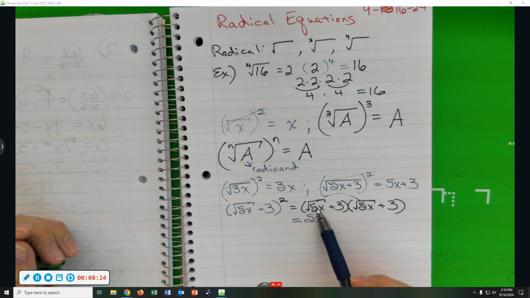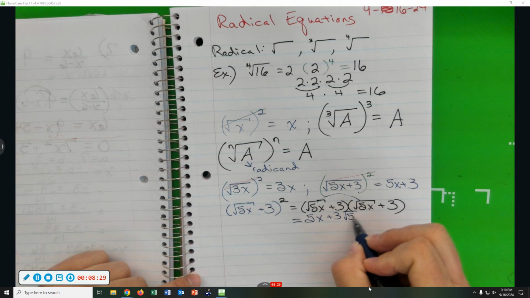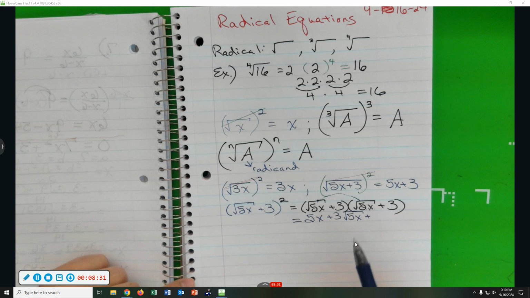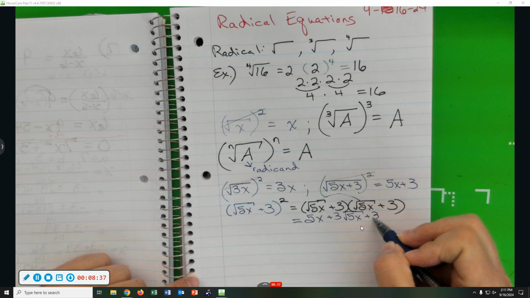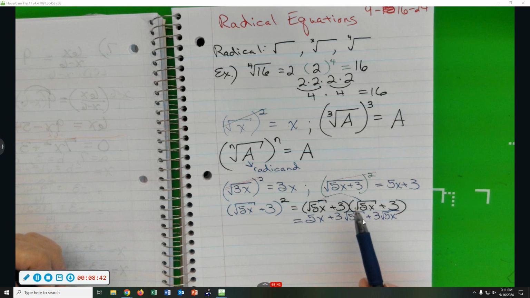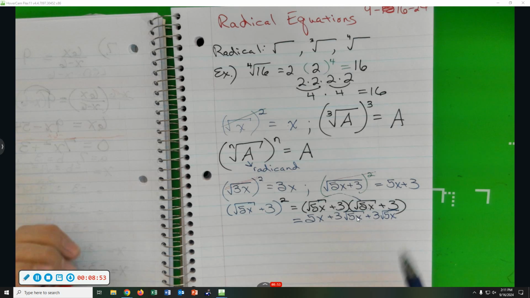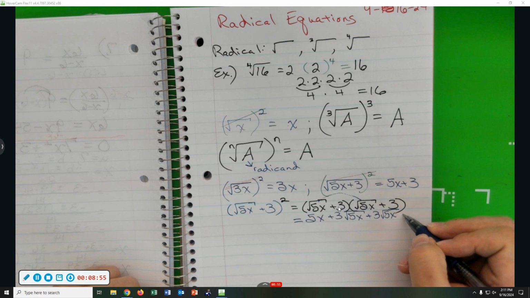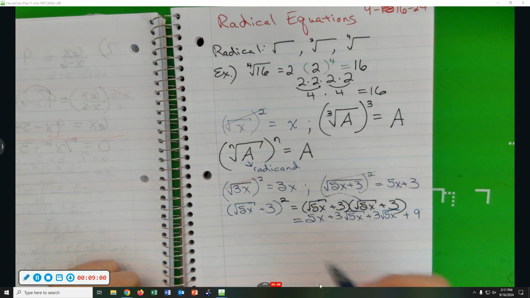But the square root of 5x times 3, that's 3 square roots of 5x. 3 times the square root of 5x, that's another 3 square roots of 5x. Remember we said when we were discussing radicals that you can't multiply something that's not under a radical with something that's under the radical. 3 times the square root of 5x is just 3 square roots of 5x. What's last times last? That's the easy one, 9.